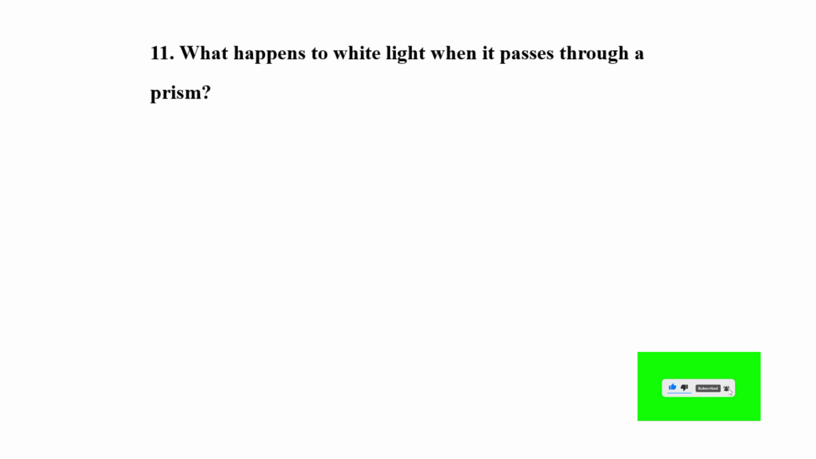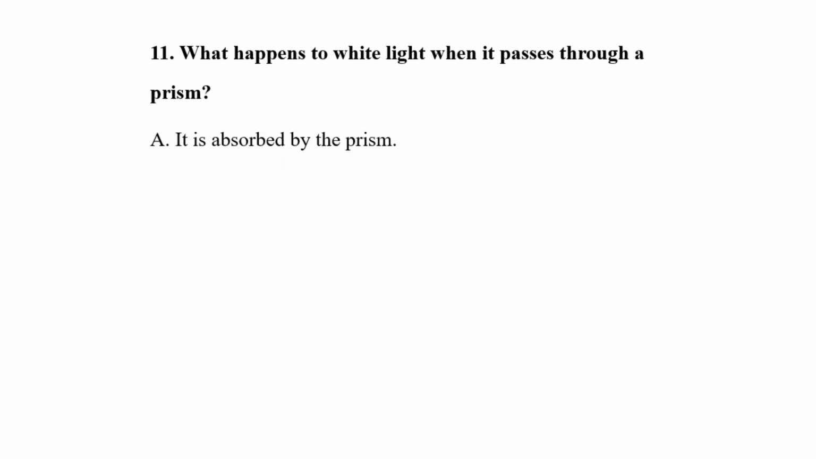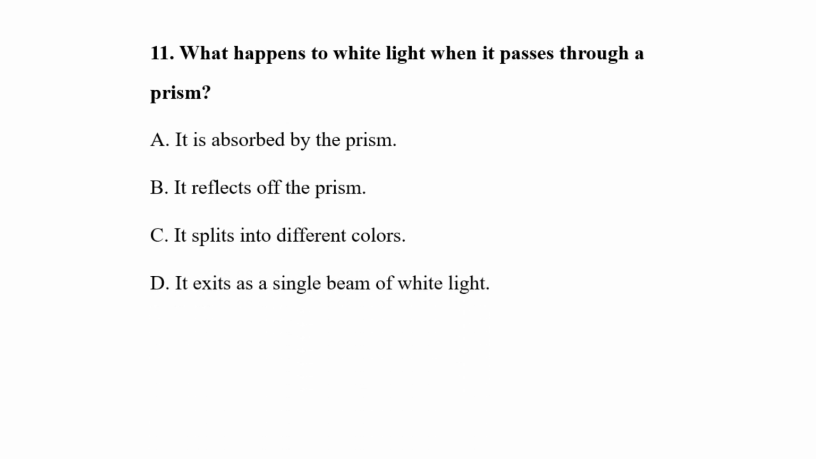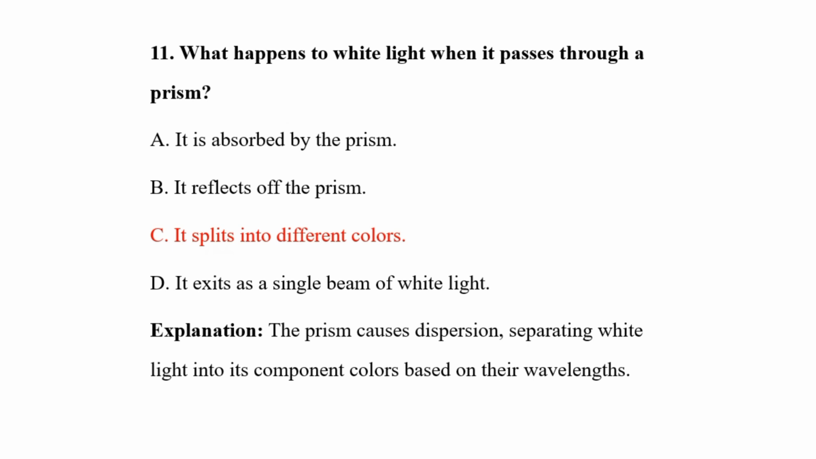Question number 11. What happens to white light when it passes through a prism? A. It's absorbed by the prism. B. It reflects off the prism. C. It splits into different colors. D. It exits as a single beam of white light. The answer is it splits into different colors. The prism causes dispersion, separating white light into its component colors based on their wavelengths.